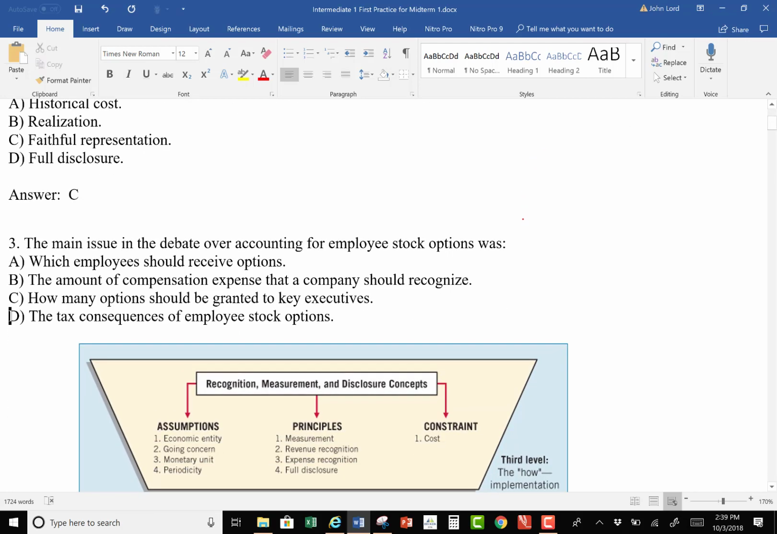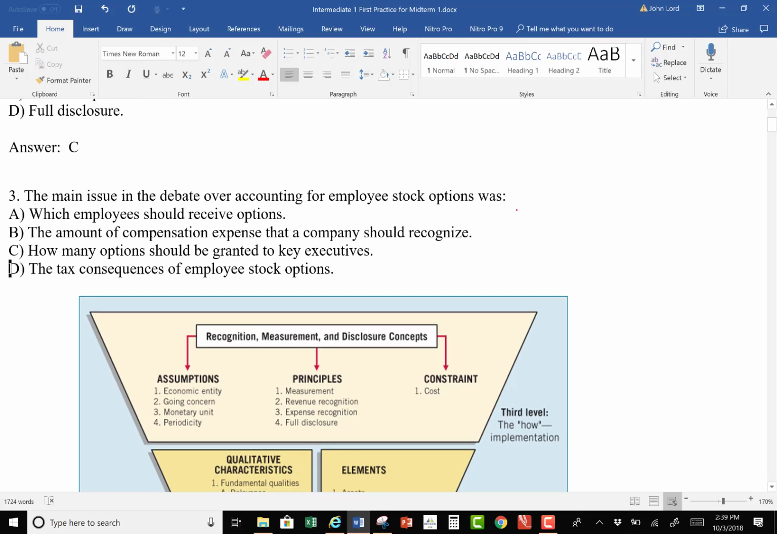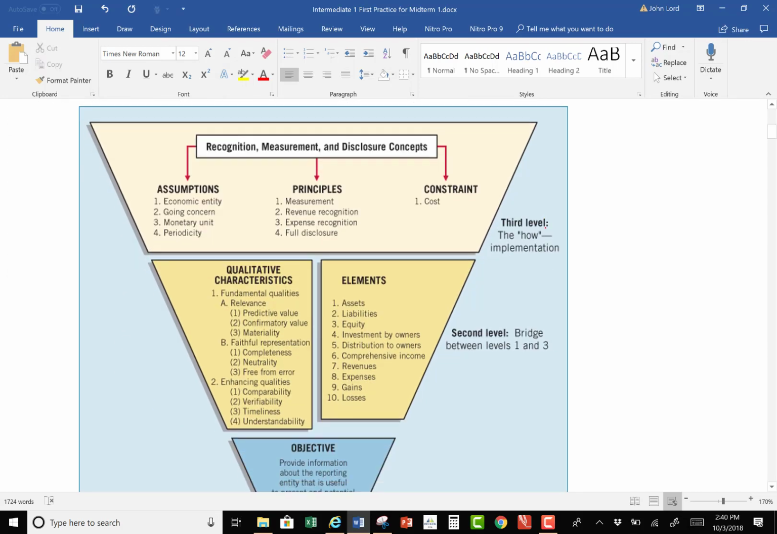The main issue in the debate over accounting for employee stock options was which employees should receive the options. Come on. The amount of compensation expense that the company should recognize. How many options should be granted to key executives? Come on. The tax consequences, you might think about that a little bit, but their main concern was what? The expense that was being reported. They didn't want the stockholders to see the expense associated with these options, and they fought hard to not have to treat them as expense. And you'll learn in Intermediate 2 that they now have to. When they grant stock options, they assign value to those options and they recognize the expense. Before that, they didn't have to.